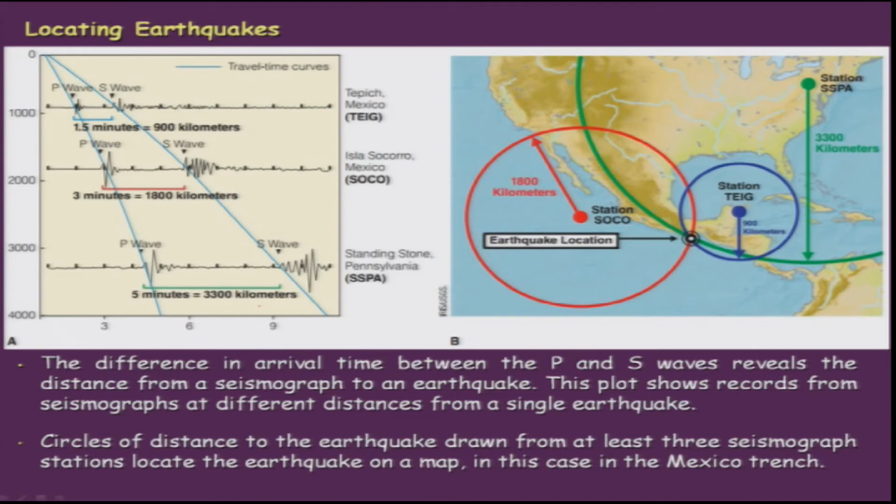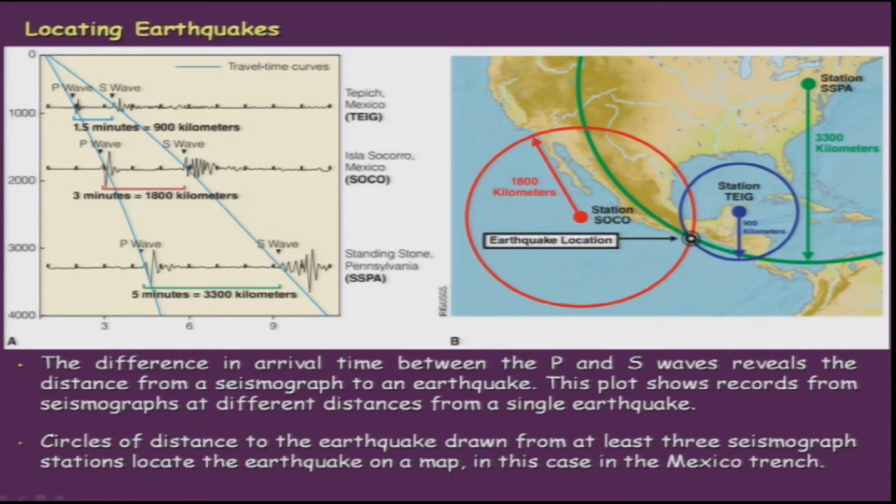Based on this you draw circles of different sizes around each station. This station, SSPA, had a distance of 3300 kilometers, so you have a circle, which is the green line coming in. Similarly, you have this TEIG at 900 kilometers, which comes here, and then 1800 kilometers for TEIG.